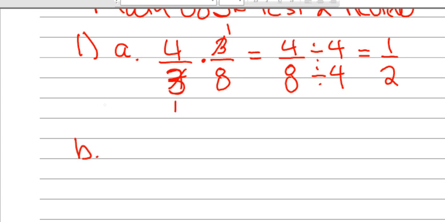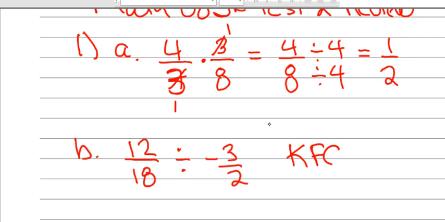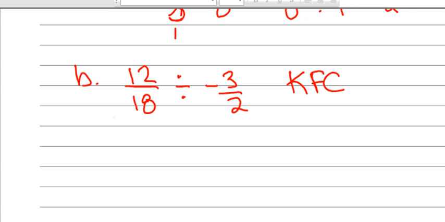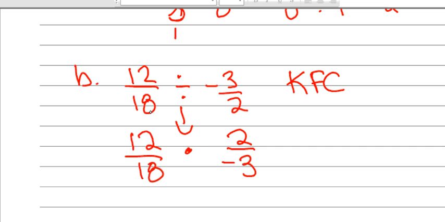I'm going to go to part B, and I'm going to divide 12 over 18 by negative 3 over 2. So remember, when I'm dividing, I keep, flip, change. So I'm going to keep the first fraction. I'm going to flip the second, and I'm going to change division to multiplication.